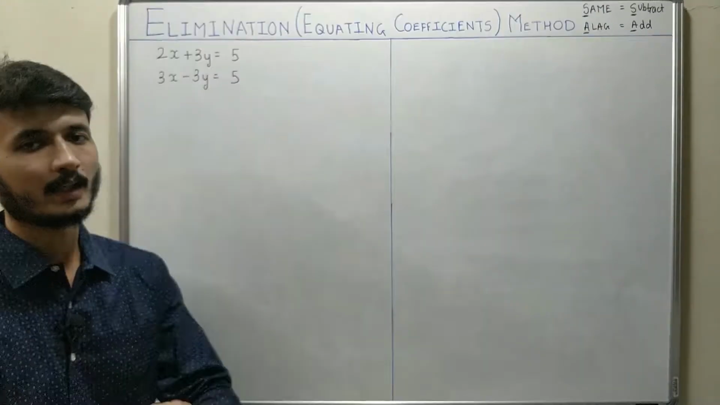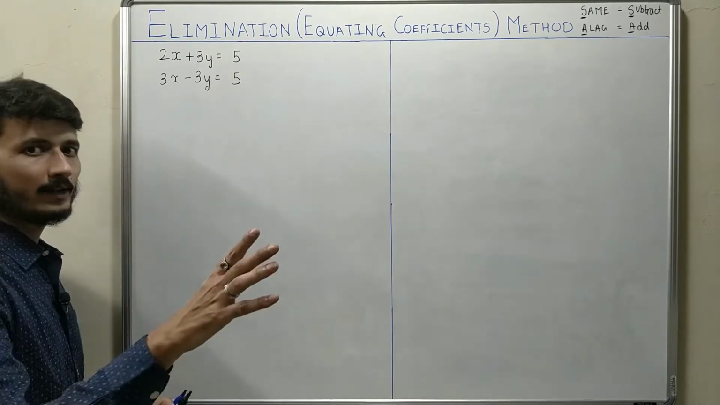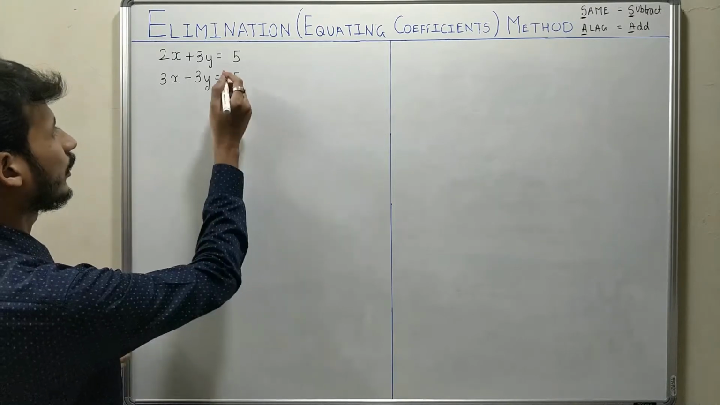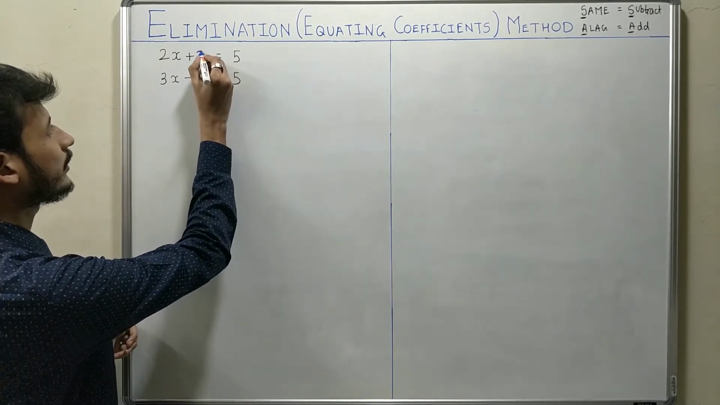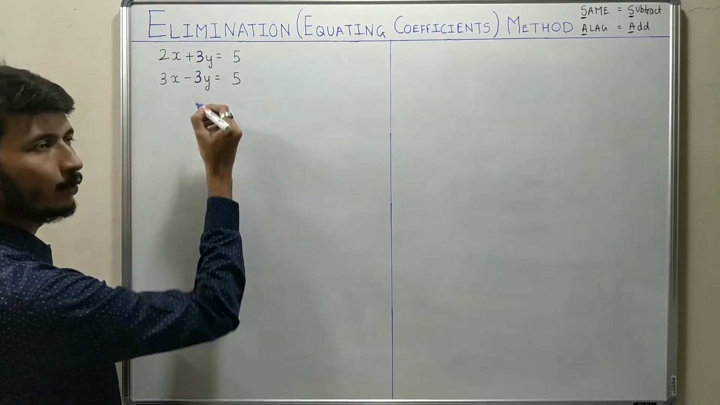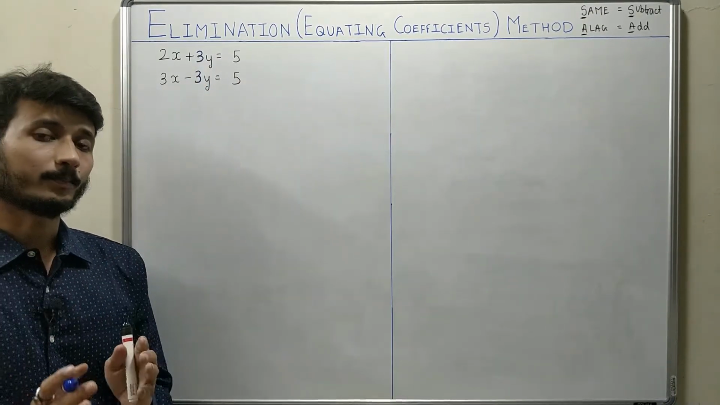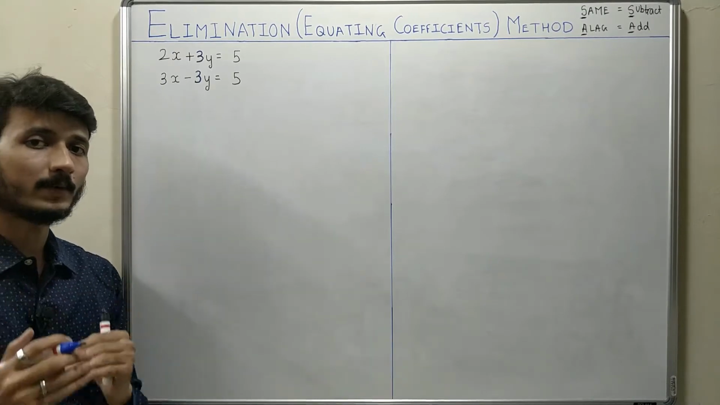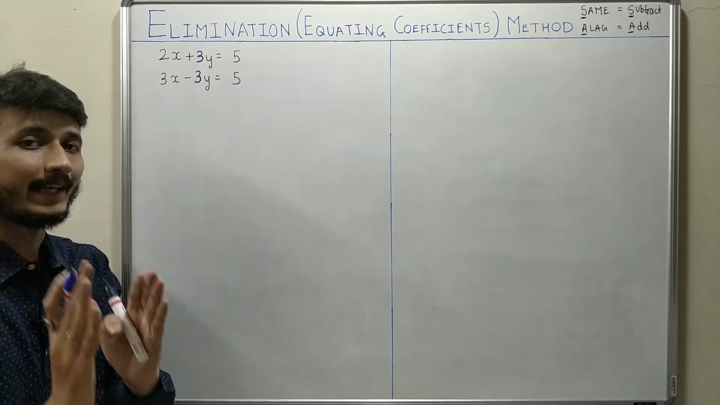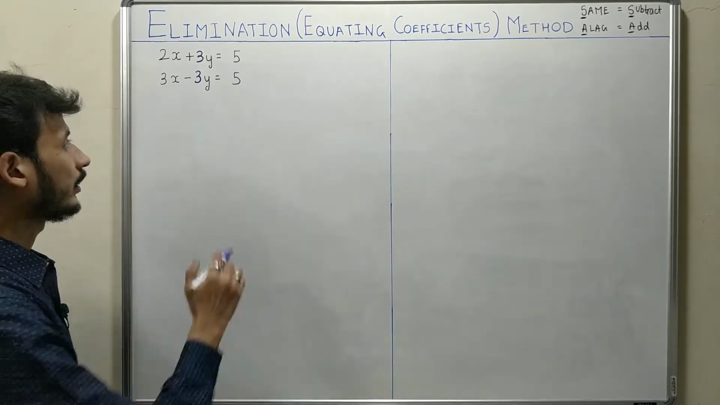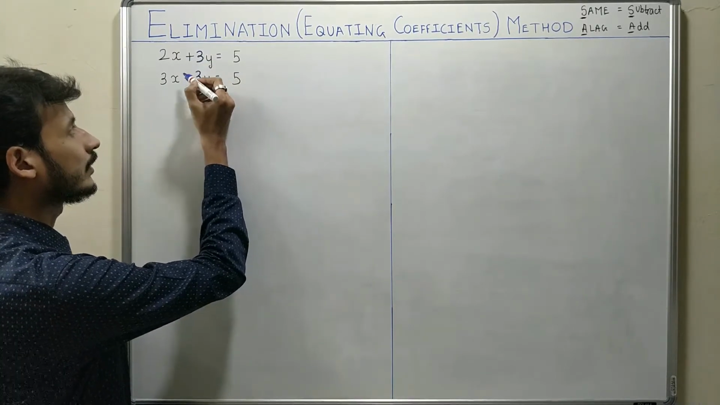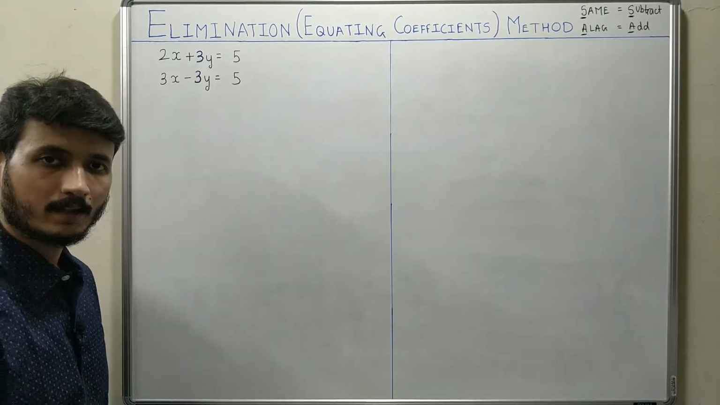Here I have already equated the coefficients. Let's check which variable's coefficients are equated. So variable y's coefficients are equated. Check 3y and 3y. They both are same in both the equations. Now, once they are equated, in step number 3 we are supposed to look at the signs of the coefficients which are equated. So the two coefficients which are equated, their signs are plus and minus. One is plus, other is minus.